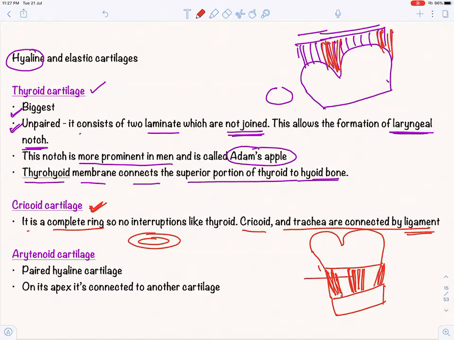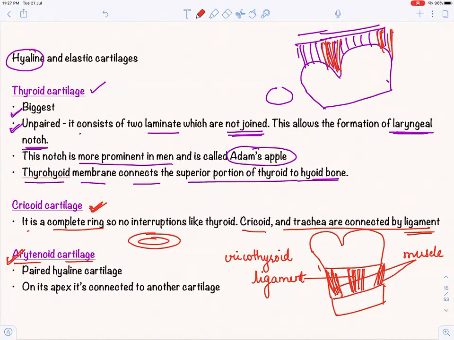This is the ligament. What is the name of this ligament? Cricothyroid ligament. And these are the muscles. That's why I've told you the structure and the positioning of all the cartilages before, so that you can understand better. Now, arytenoid cartilage. It's not adenoid. I'm so sorry, I said adenoid. It's arytenoid cartilage.